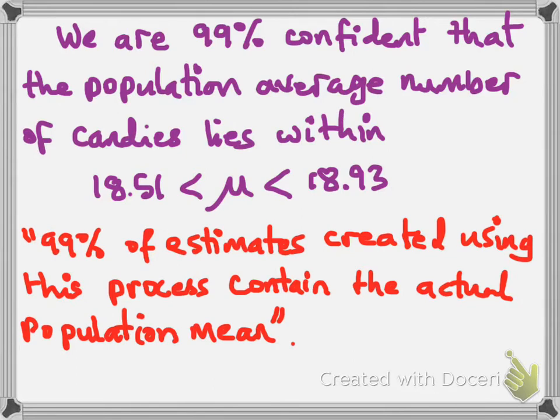That implies that if you use this same process to create 100 interval estimates for the average number of candies that this company is producing, 99 of those estimates created using this process will contain the actual population mean number of candies that they are producing in that company.